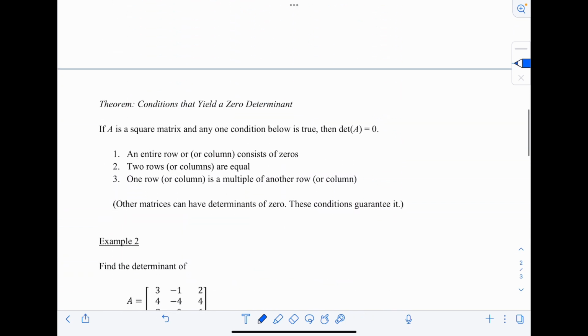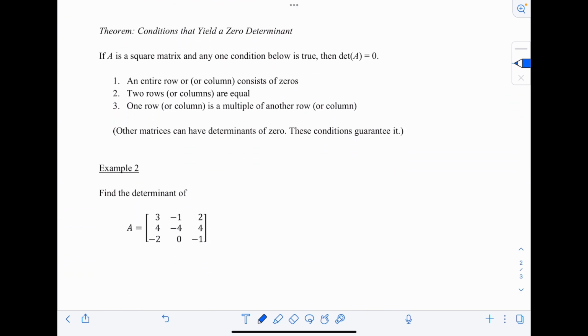All right, so the other thing I want to talk about is conditions that yield a 0 determinant. So in other words, how do we know if the determinant is going to be 0, or can we know if the determinant will be 0? And the answer is yes, and it says if A is a square matrix and any one condition is true, then the determinant will be 0.